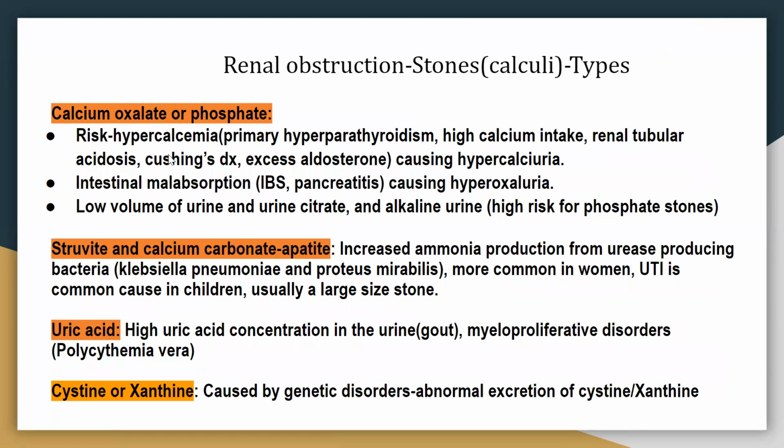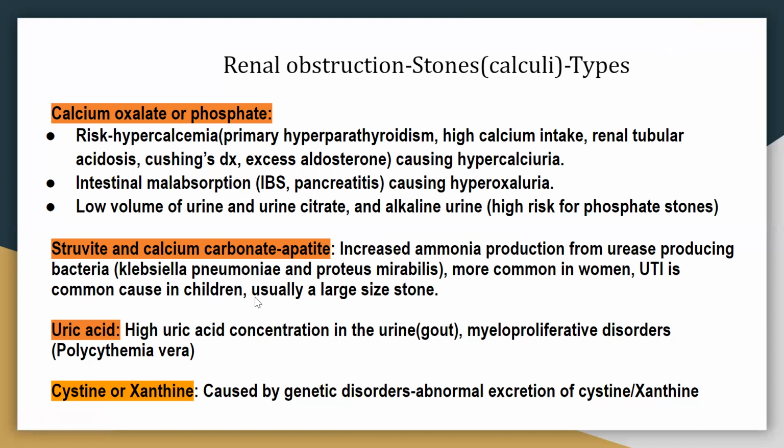What makes a patient high risk for developing calcium oxalate stones? As we know, hypercalcemia is one of the causes. Hypercalcemia is seen in primary hyperparathyroidism, patients who take high levels of calcium, any diseases that affect the kidney tubules, Cushing's disease, and high levels of aldosterone. Hypercalciuria is the risk factor. And what has intestinal malabsorption to do with it, right? Patients with IBS and pancreatitis, they have hyperoxaluria, and that causes calcium oxalate crystals in the urine.